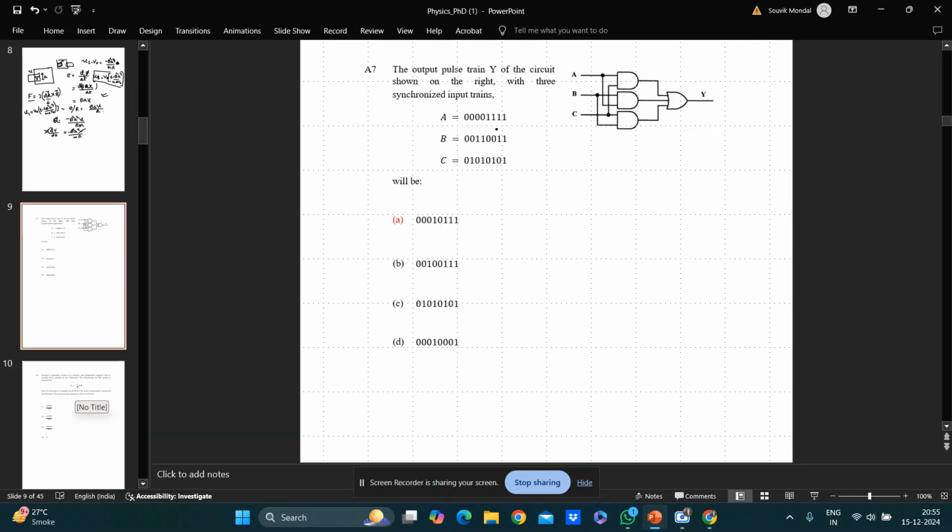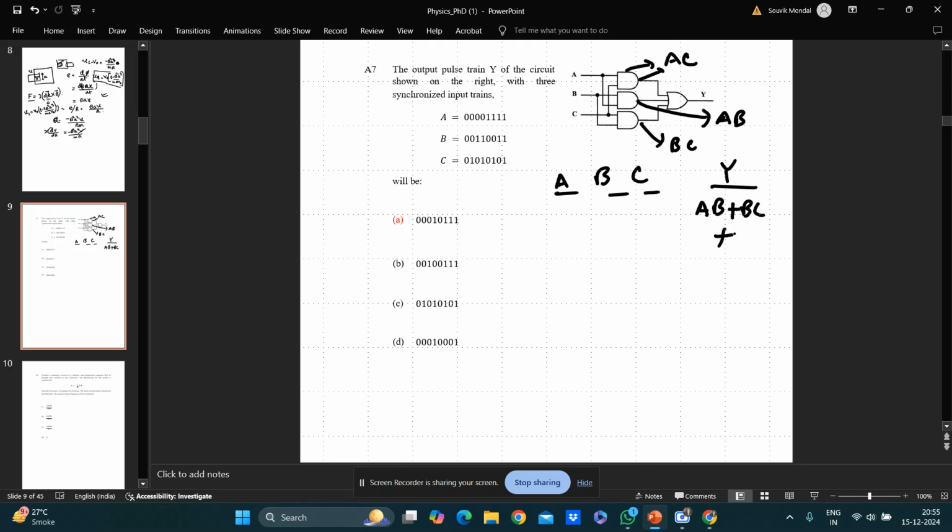Now this is a logic gate question, and it is an easy question. I mean, you can do it. So A, B, C are given, and what is Y? If you look at the diagram, this gate has inputs A and C, so its output is AC. The output of this gate is AB, and for this gate, the output is simply BC. So your Y is AB plus BC plus AC.